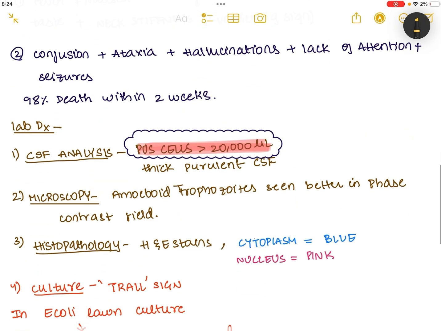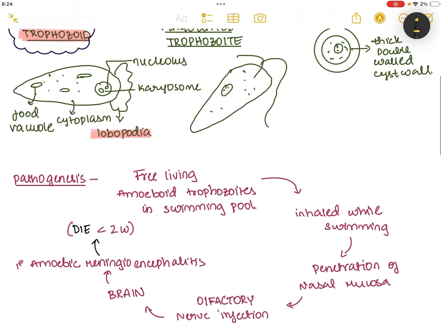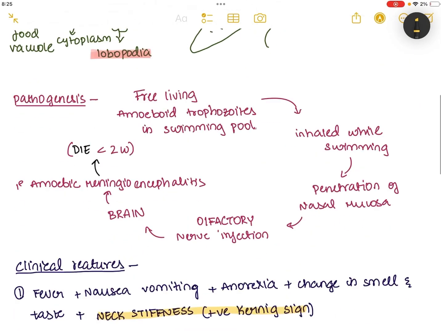Into lab diagnosis, if you do the CSF cerebrospinal fluid analysis, you can see pus cells which are greater than 20,000 per microliter in number, and you can see this thick purulent CSF. Why? Because it is filled with the pus cells, right? And also microscopy, again as I said, you can see these amoeboid trophozoites, which are better seen in phase contrast microscopy. It looks something like this with the lobopodia.